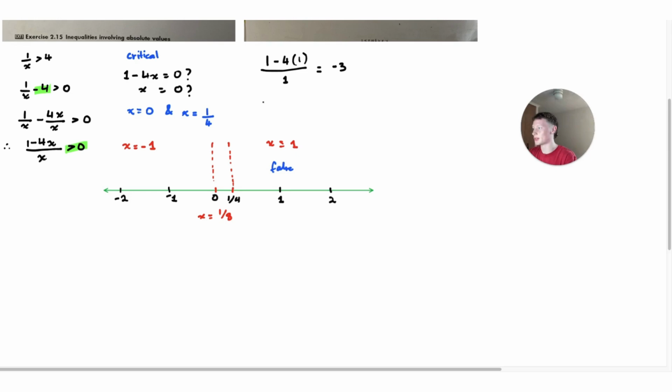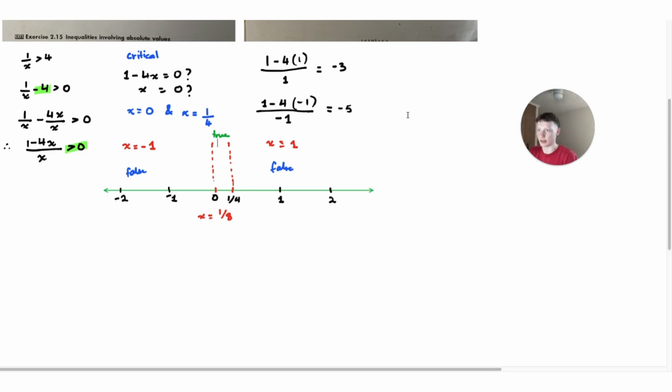If we put in x equals negative 1 now, negative 4 times negative 1 over negative 1, you're going to get a positive at the top. It'll be 1 plus 4, which is 5, but it'll still be negative 5 overall. So actually, this is also a false region. And that's going to mean that this middle region is true.